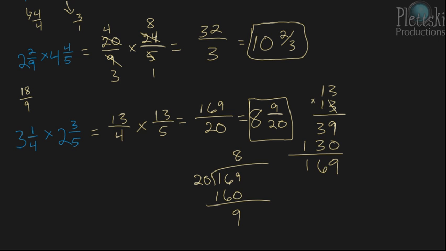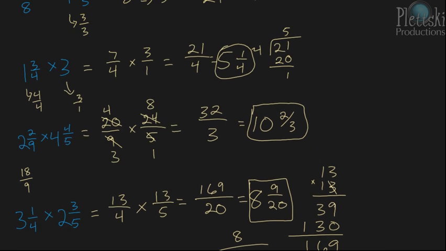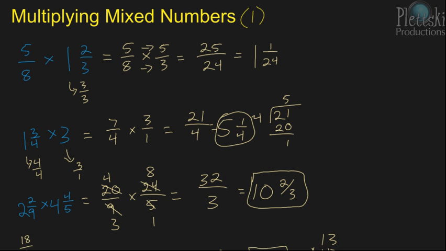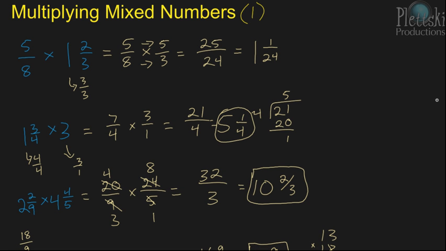So I hope these examples have helped you with learning multiplying mixed numbers. It's very similar to just multiplying fractions, but you have an extra step added at the beginning, which is changing the mixed number into an improper fraction.